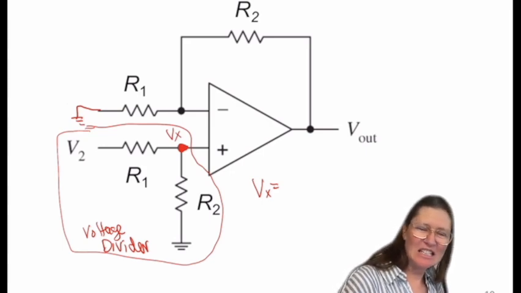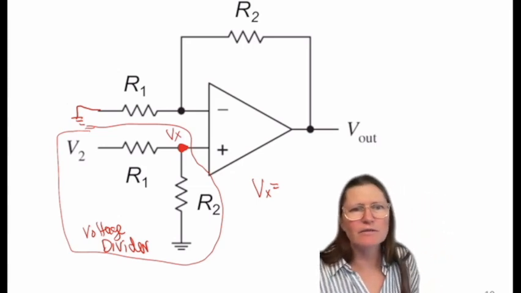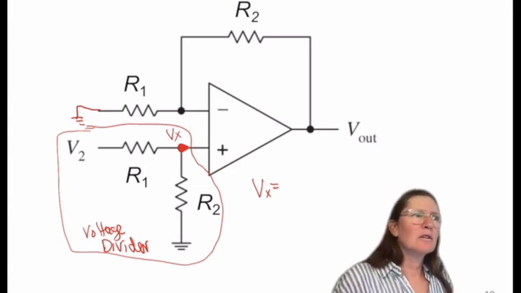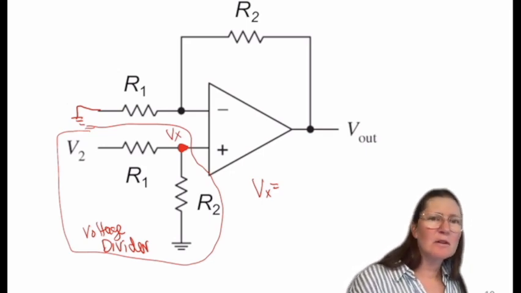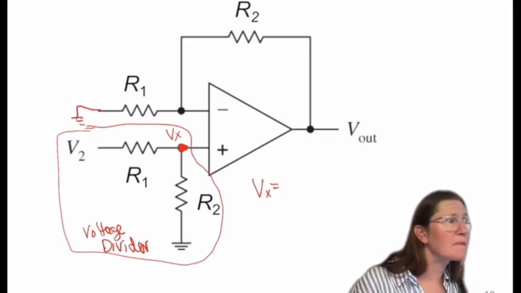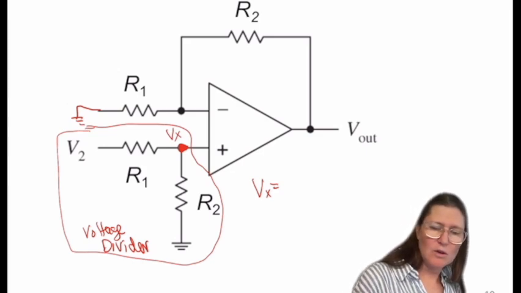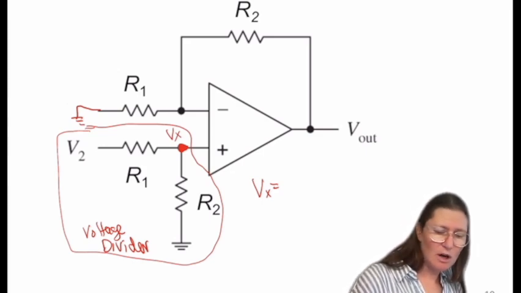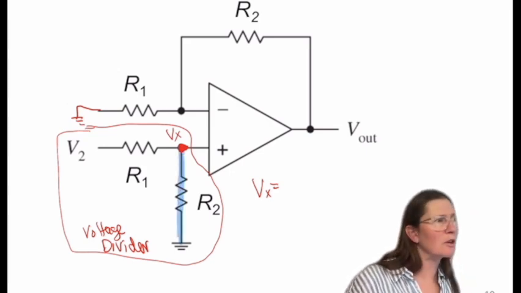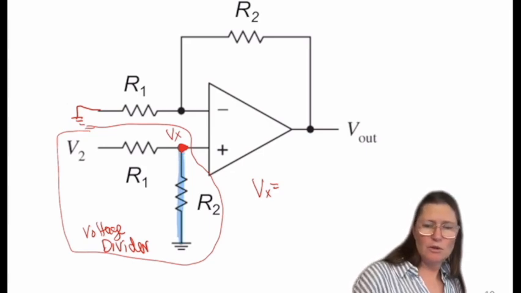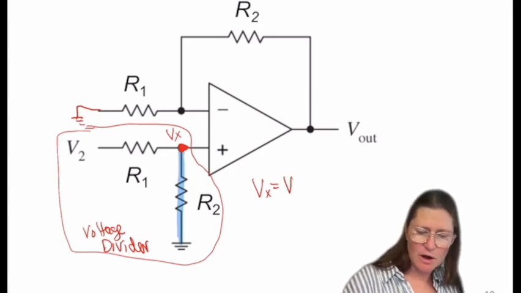Anyone? How do you decide which resistor you want to find that value across? Is it the one after our reference? Which one do you mean? R1 or R2? R2. Correct. So you're trying to find the voltage from ground to that node, which would be R2. So Vx would be V2 times R2 over R1 plus R2.